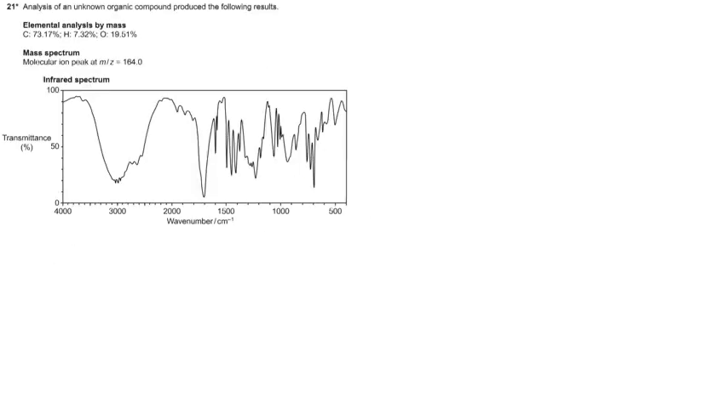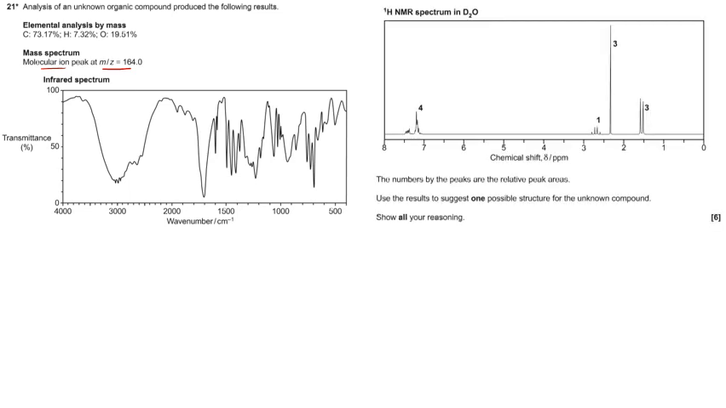Okay, question 21, last question. So we've got some data here. We've got some elemental analysis. We've got an m/z to give us the Mr because it's the molecular ion peak. Looks like we've got an IR spectrum here, and we've also got a proton spectrum, and it tells us we've got integration values on the peaks. So we've got to work out a structure for the unknown compound and show all your reasoning.